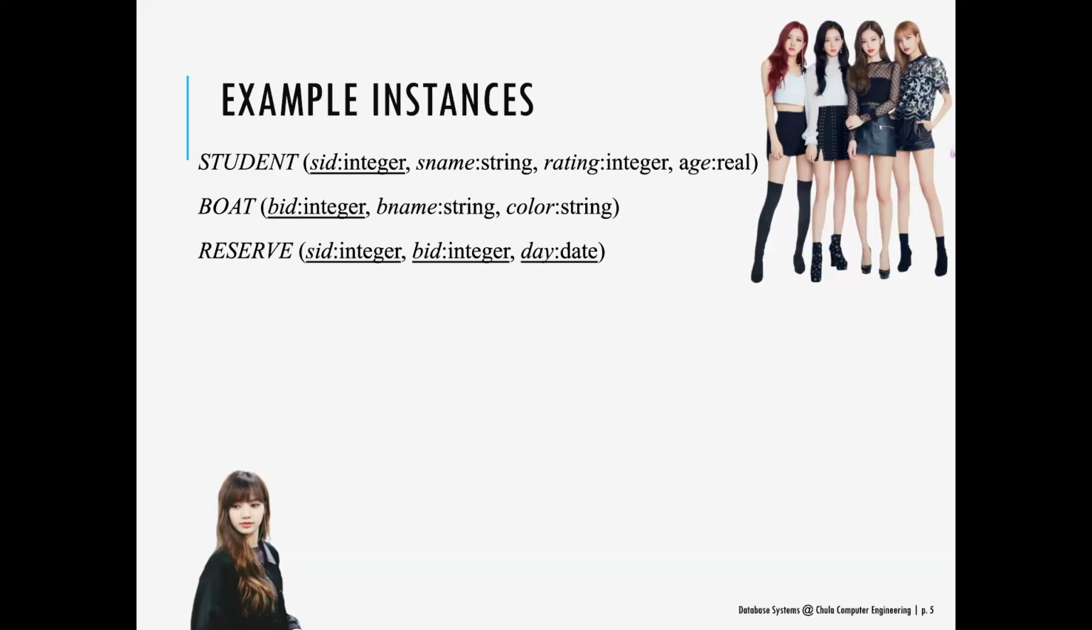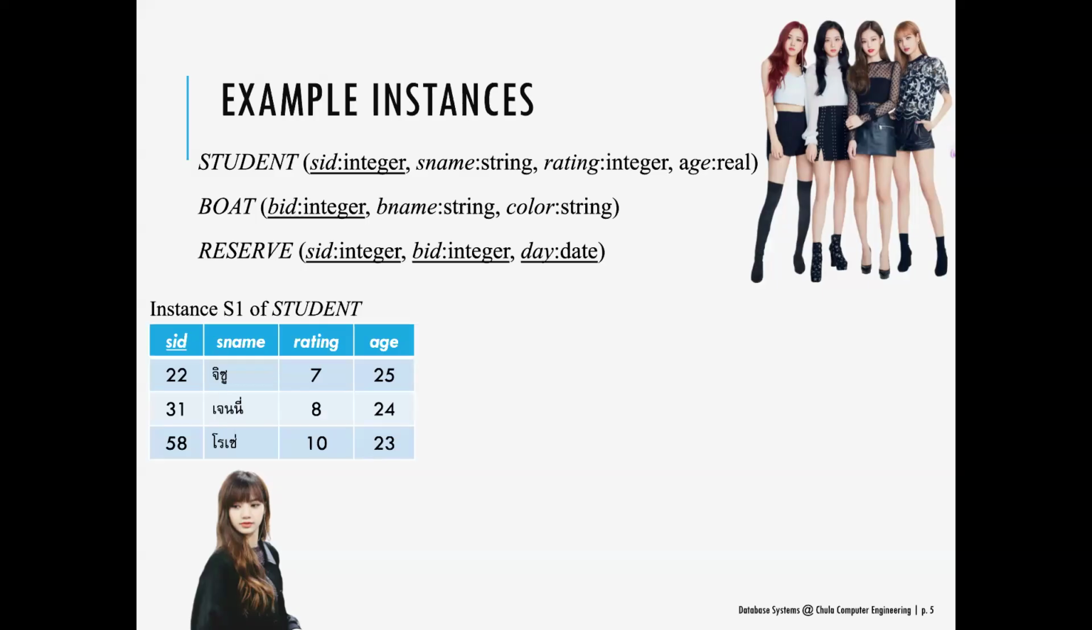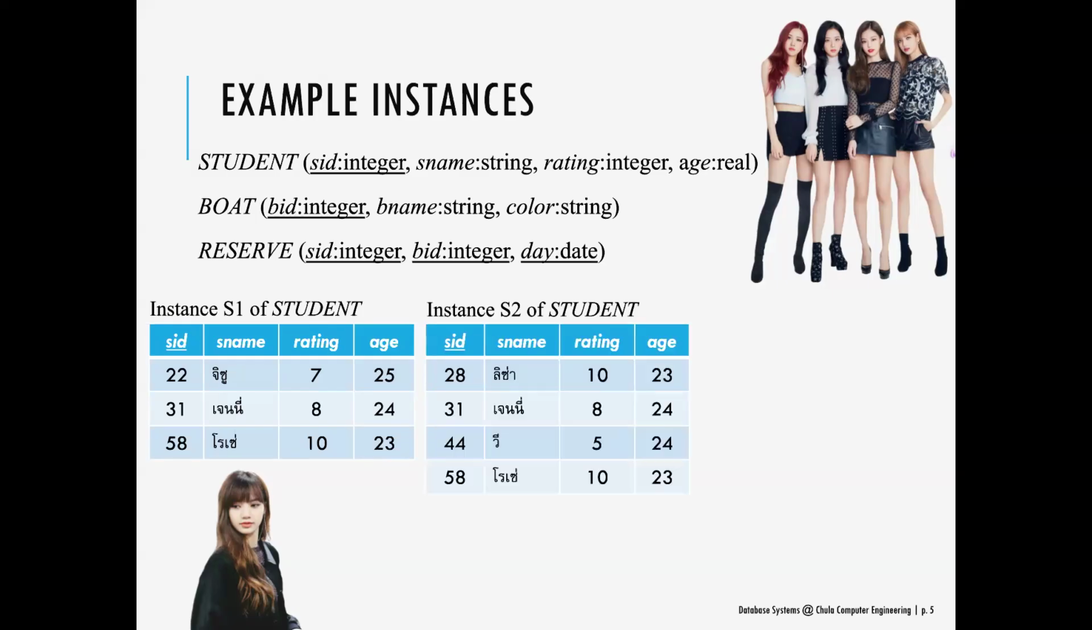Now, there is data in each of the relations. For example, for a relation called student, at one snapshot, I said that there are three students in there: SID 22, 31, and 58. And you can say that I am a fan of Blackpink, right? So I have Jisoo, Jennie, and Rose, and the rating doesn't matter what it means, but I have the ratings 7, 8, and 10 for the students, and then I have their age in the attribute called age.